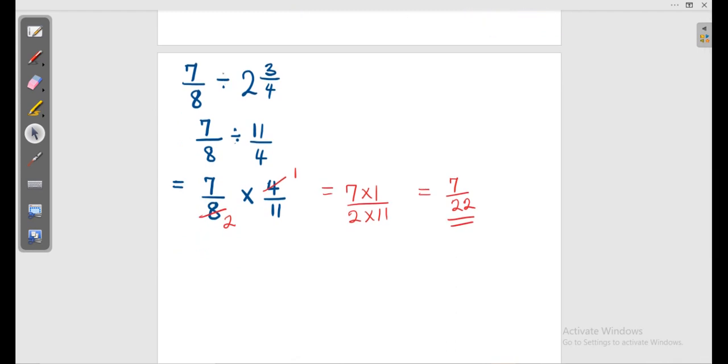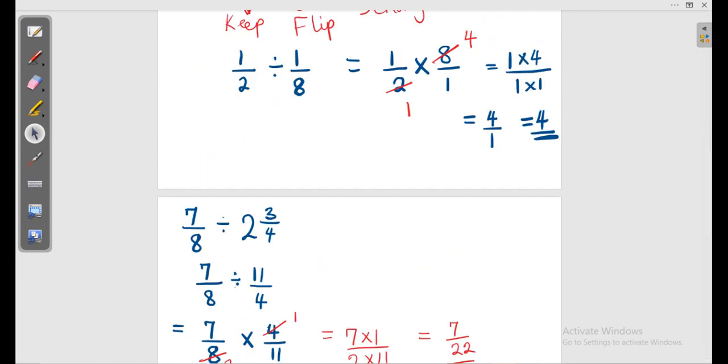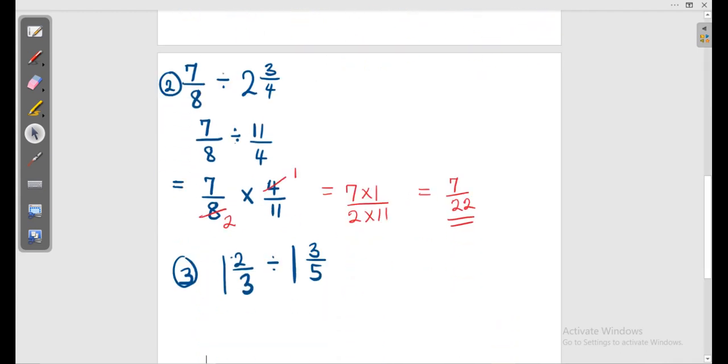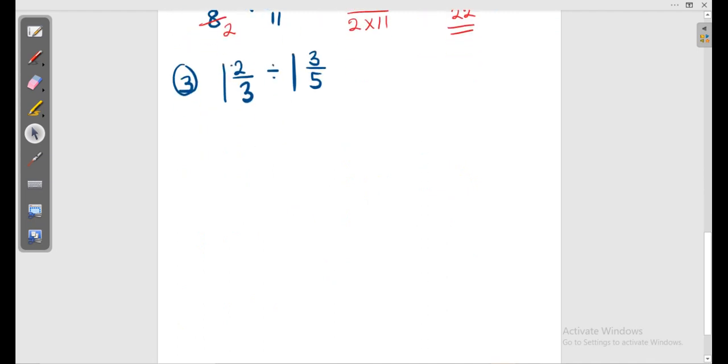One more question for this particular division, which gives us 1 whole number 2 over 3 divided by 1 whole number 3 over 5. Now, since they are all mixed numbers, we'll convert them to improper fractions. 3 times 1 is 3. 3 plus 2 will give us 5. 5 times 1 is 5. 5 plus 3 will give us 8.